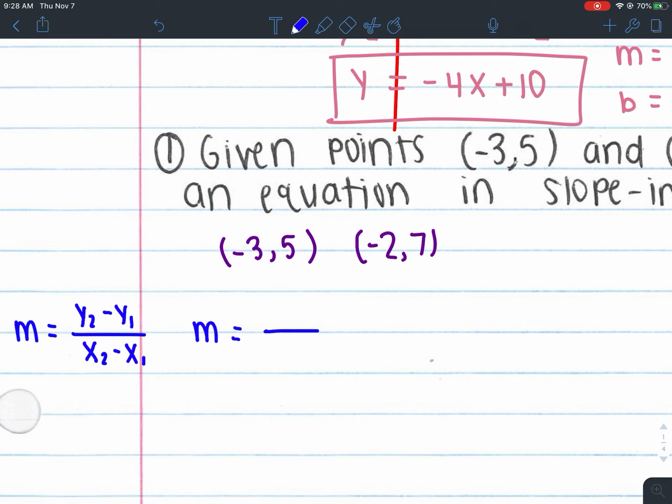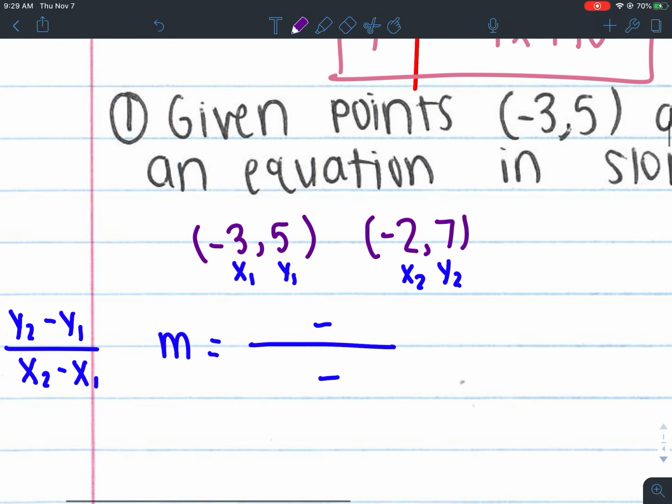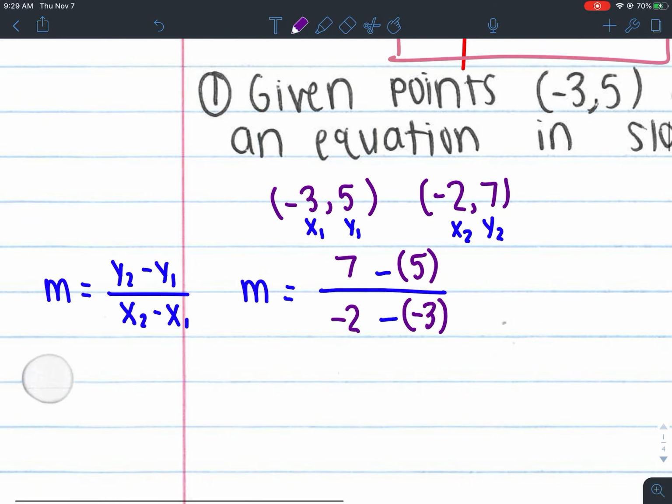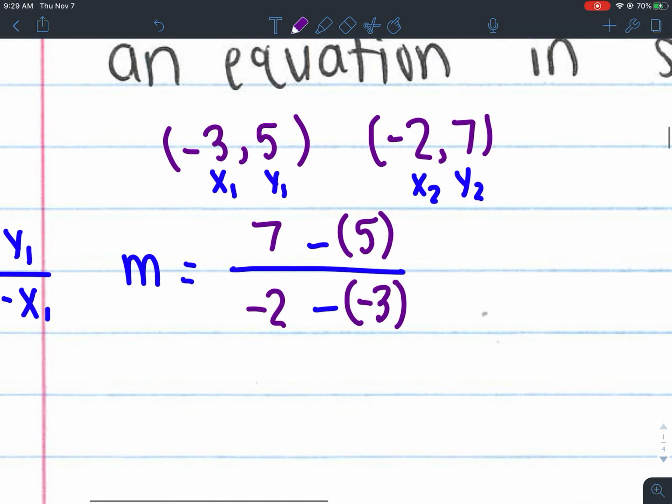Okay, so m equals, we have x1, y1, x2, y2. Remember, we label just so that we don't get confused and we don't mess it up on accident. y2 is 7 minus our y1, which is 5. I always put the second number in parentheses. And then our x2 is -2 minus our x1 of -3. Okay, so these 2 blue signs are from the formula itself.